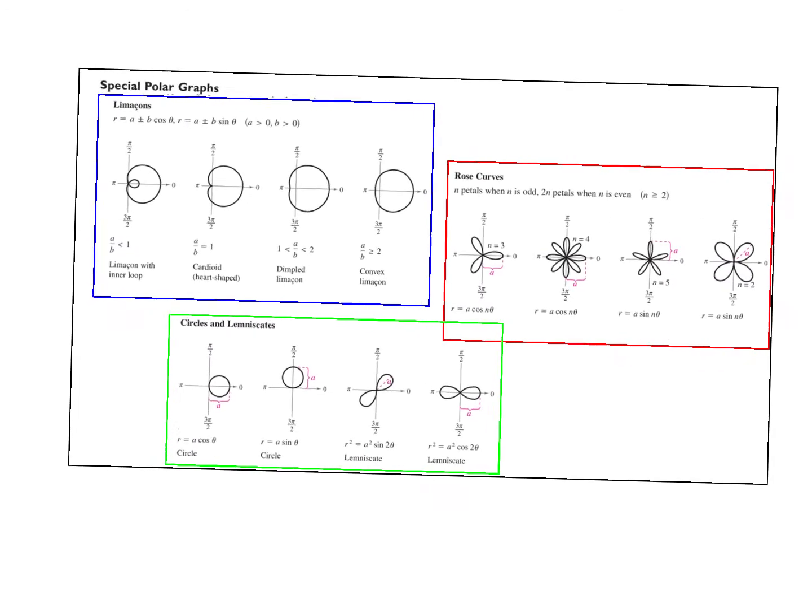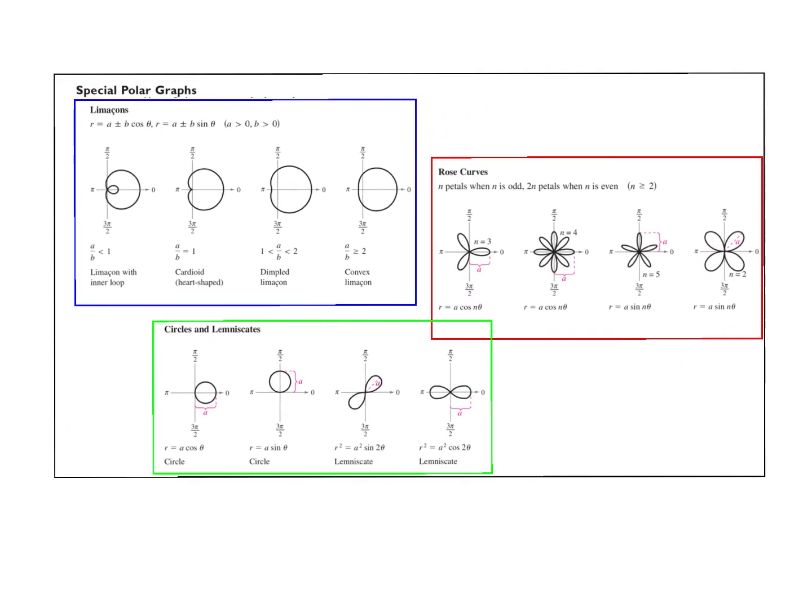Here are some pretty funky, cool graphs, special polar graphs. Limaçons, circles, and lemniscates, let me try to say that word the right way. I'm not sure. And then the other one on the right are the rose curves. You'll see these referenced next year in BC if you take that class on. Not so much in the AB, but they're pretty neat.